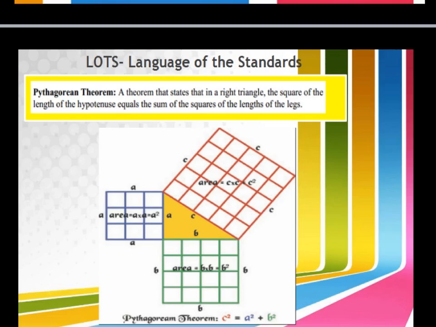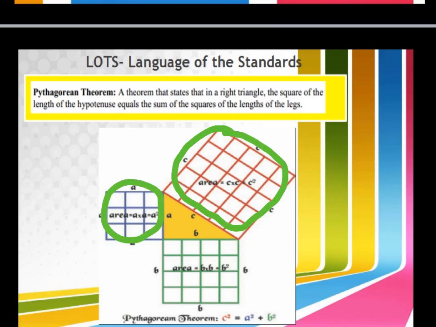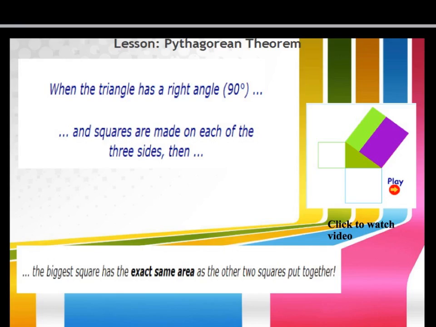The Pythagorean theorem states that in a right triangle, the square of the length of the hypotenuse, so the square of this, equals the sum of the squares of the lengths of the legs. So this square plus this square should be the same exact measurement as that square. So this is that same exact thing right there. 1 plus 2 has to equal 3.